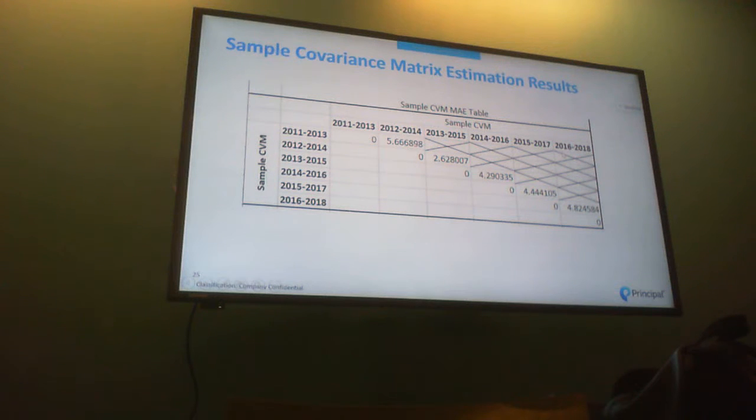That's a good idea. Yeah, that's a good idea. What is this table telling me?